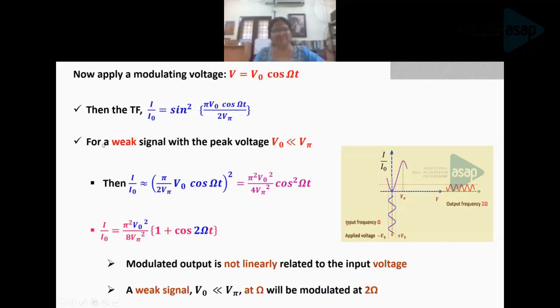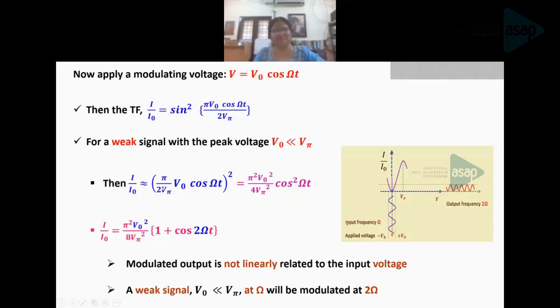This is the equation. Now we are considering a weak signal, with the peak V0 very much less than V pi. So we are considering a weak signal here. In such a case, since V0 is very much less than V pi, this term will be very small. Using the small angle approximation, sin theta is approximately equal to theta. We can write the RHS as theta square, that is, pi by 2 V pi, V0 cos omega t whole square. That is the transmission factor for the weak signal.